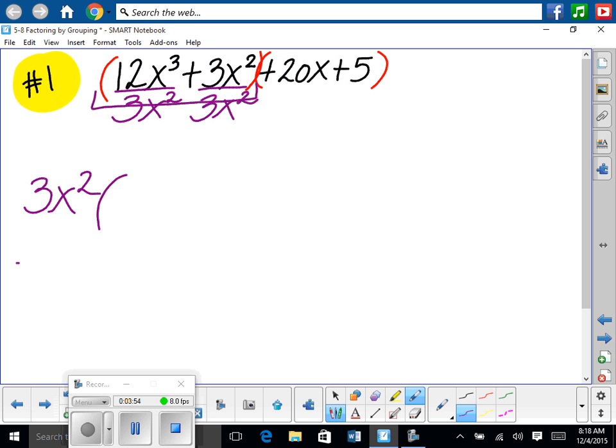Okay, 12x cubed divided by 3x squared. 4x to the first power. Absolutely. And how did you know it's to the first power? By what mathematical thing here?